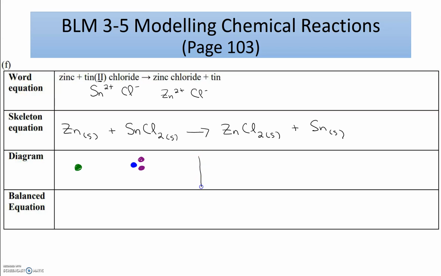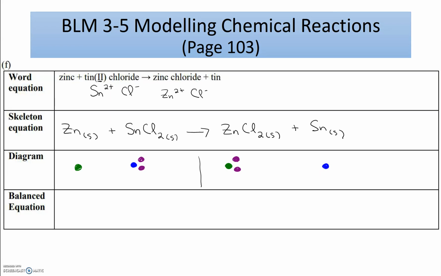On my product side, I've got zinc, and zinc I made green, so there's 1 zinc, and it's paired up with 2 chlorines, so I'm going to have a nice purple circle there for chlorine, another purple circle there for chlorine, so I've got 2 of them. And then we've got tin all by itself.